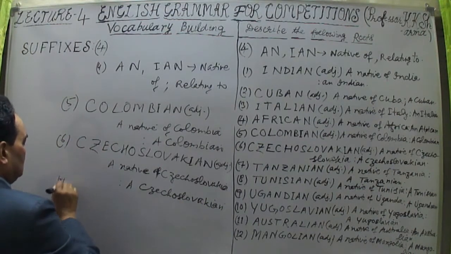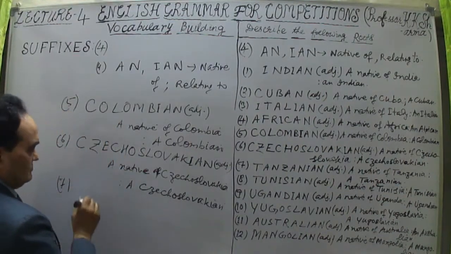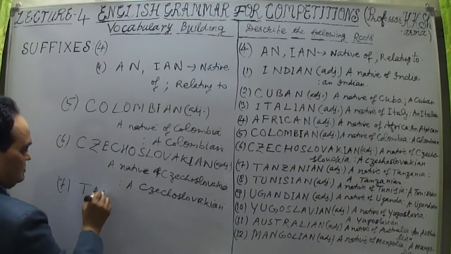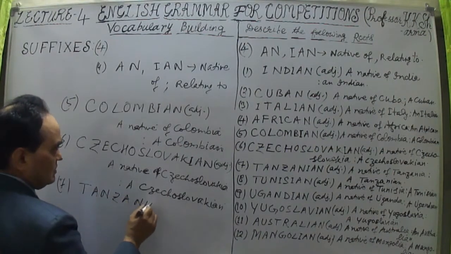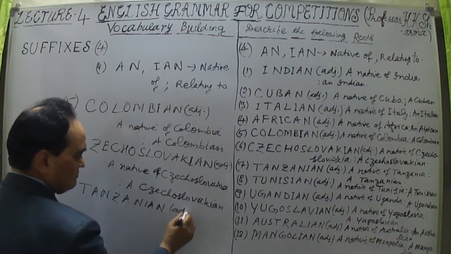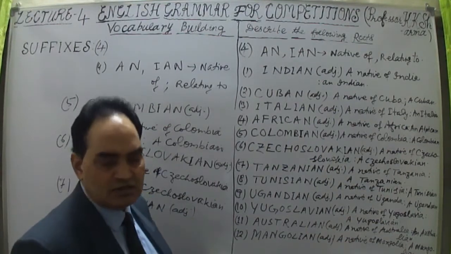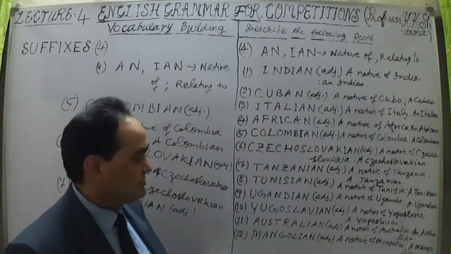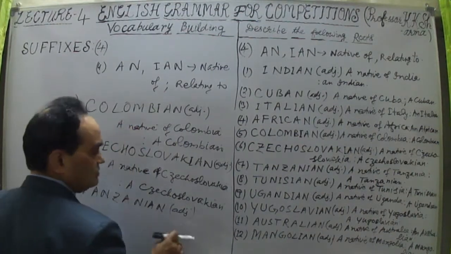Now see here the seventh word, which is Tanzanian, right? T-A-N-Z-A-N-I-A-N, Tanzanian, adjective again. So take a country's name and add I-A-N or A-N at the end of that word, and then we will get the native of that country. So this is Tanzanian.